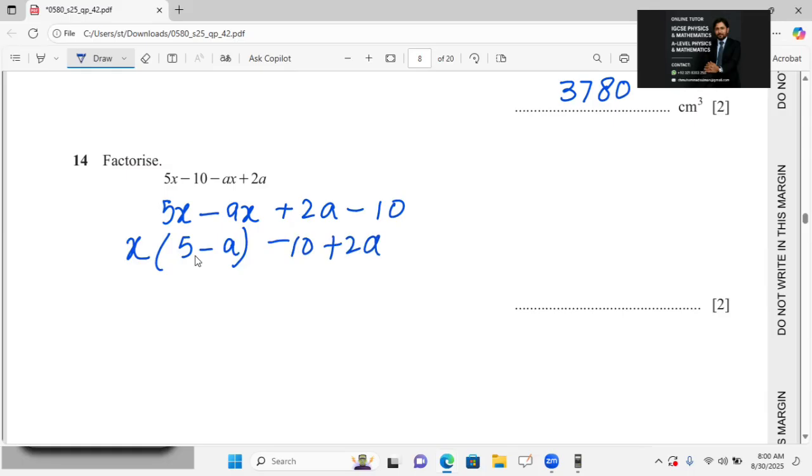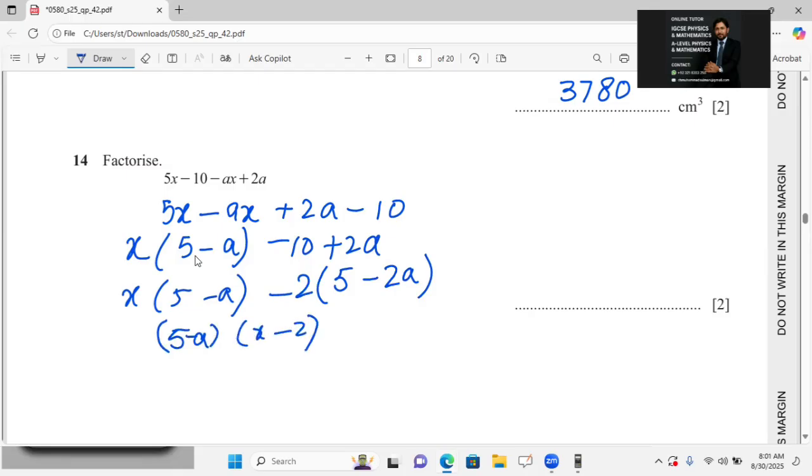Now go for common over there. X into 5 minus A, minus 2 is common. Then it is 5 minus 2A. It means I have changed the signs over there. 5 minus A into X minus 2. 5 minus A into X minus 2 over there.